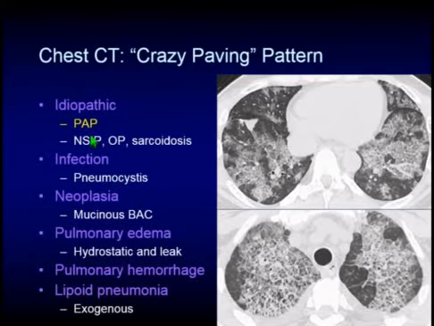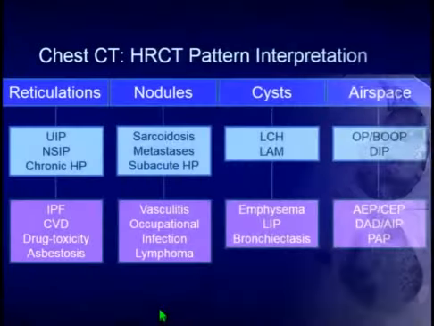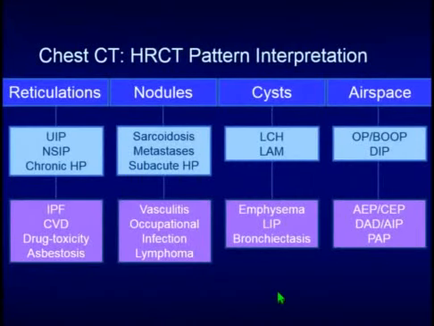Crazy paving has been associated with primary alveolar proteinosis, but can be seen in a number of things, and it certainly is not pathognomonic for just PAP. You can see it in Pneumocystis infection, mucinous BAC or adenocarcinoma in situ, that's the mucinous form, even hydrostatic pulmonary edema, pulmonary hemorrhage, and lymphoid pneumonia. So these are the categories that we talked about: reticulations, nodules, cysts, and airspace disease, some of the common entities.